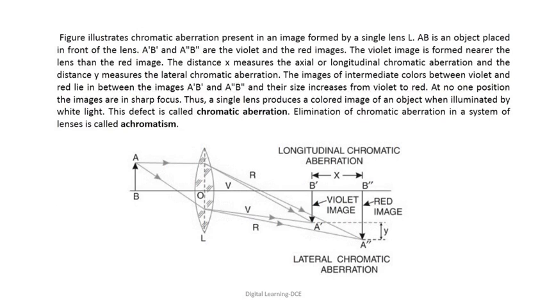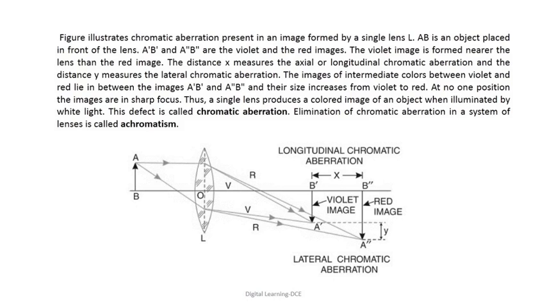The figure illustrates chromatic aberration present in an image formed by a single lens L. AB is an object placed in front of the lens. A'B' and A''B'' are the violet and the red images. The violet image is formed nearer the lens than the red image. The distance x measures the axial or longitudinal chromatic aberration, and the distance y measures the lateral chromatic aberration.